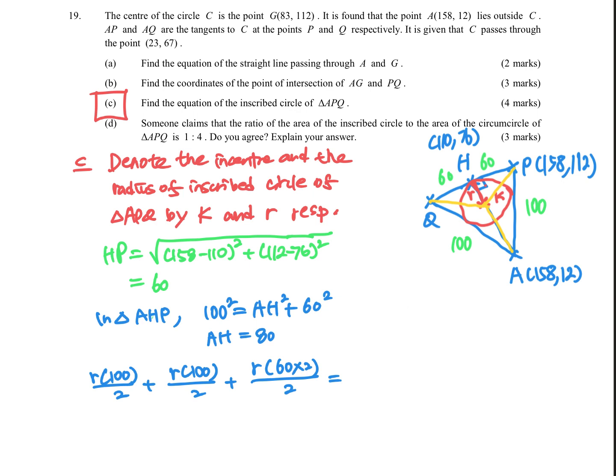We can take 60 times 2 as the base, which is PQ as the base, then AH as the height. That'll be 80. So 100, 160. So in that case, R equals 30.